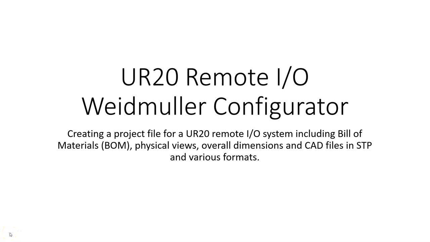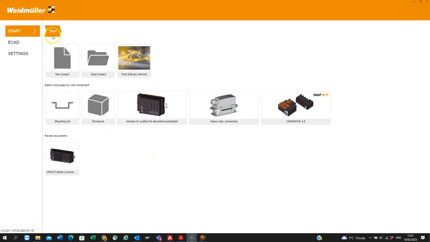Hello, in this video I'd like to show you how to use the Weidmuller configurator to create a UR20 remote IO system or island. So we open up the software, make sure we're in the start as there, and then we pick remote IO systems. Give it a few seconds for the software to generate a project.